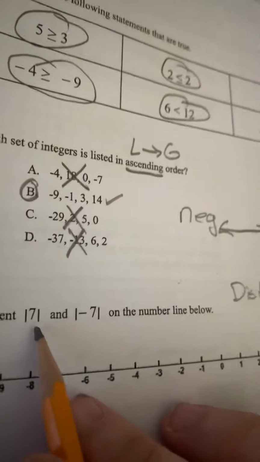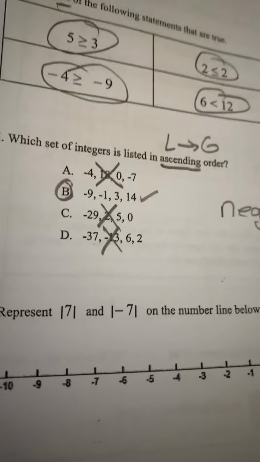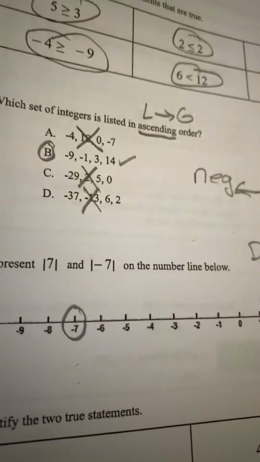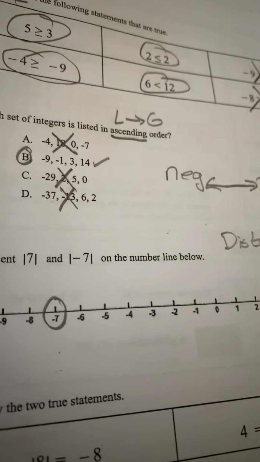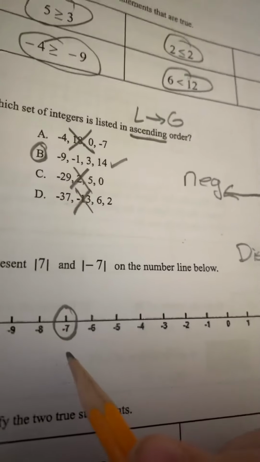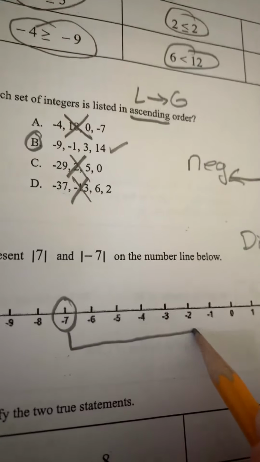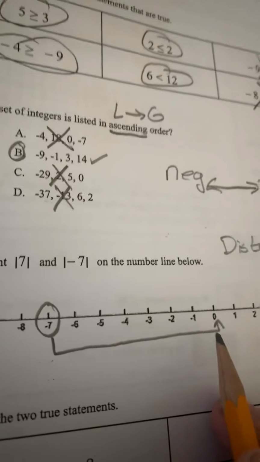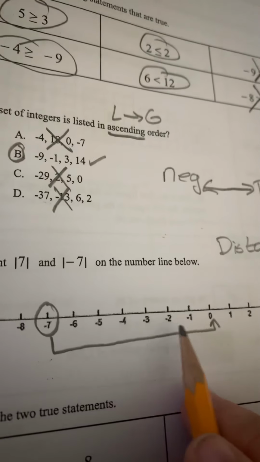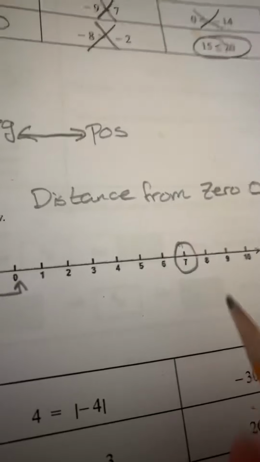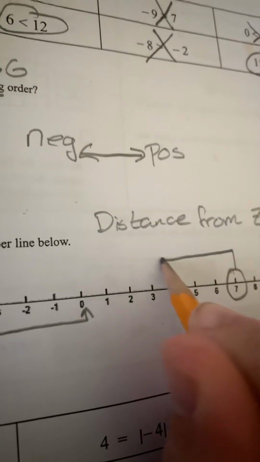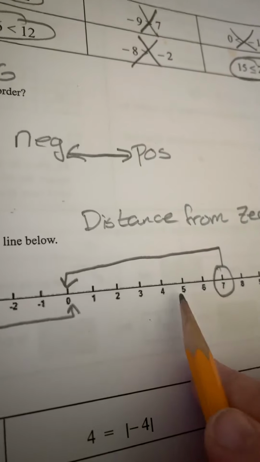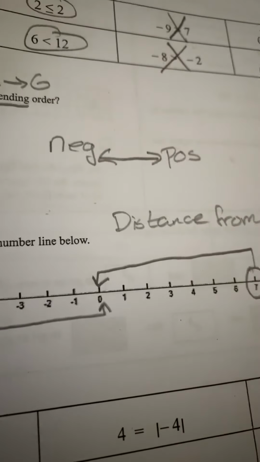So what I'm going to do is find positive 7 and circle it. I'm also going to find negative 7 and circle it. And I want to show the distance from 0. You don't have to do it this way, but as long as I can tell that you've done it, you're good. I'm going to show its distance from 0. It's 1, 2, 3, 4, 5, 6, 7 spaces away from 0. Same thing over here, but I'm going to go above. 7 spaces away from 0. 1, 2, 3, 4, 5, 6, 7.